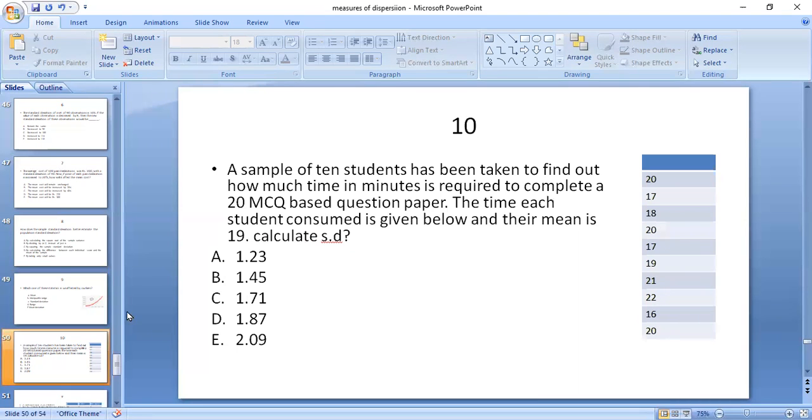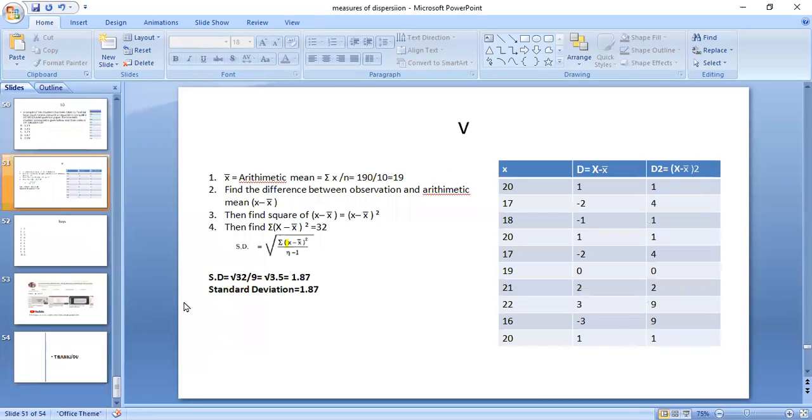First of all, for calculating the standard deviation, we will find their sum, and their sum comes out to be 190. In the next step, we will find the mean. For finding the mean, we will divide the sum by the total number of observations, which comes out to be 19. In the next step, we will find the difference of each observation, and then we will take the square of each difference.